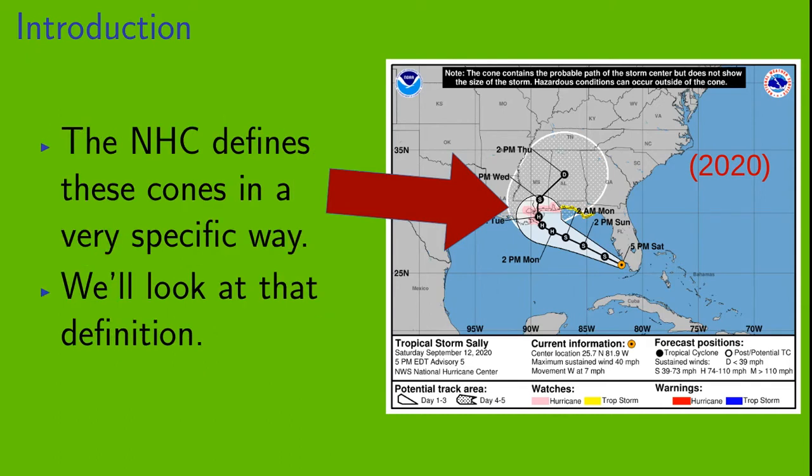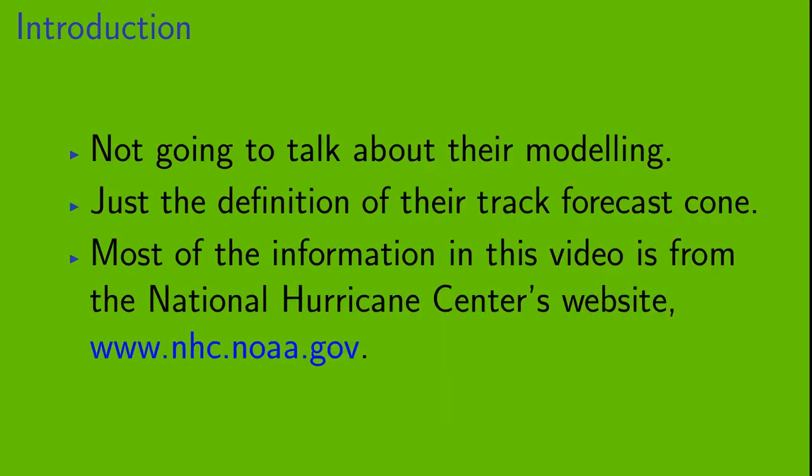Now, the National Hurricane Center defines these cones in a very specific way. So let's take a look at that definition. Now, in this video, we're not going to talk about their weather modeling. We're only going to talk about the definition of their track forecast cone. And most of the information in this video is actually available from the National Hurricane Center's website, www.nhc.noaa.gov.